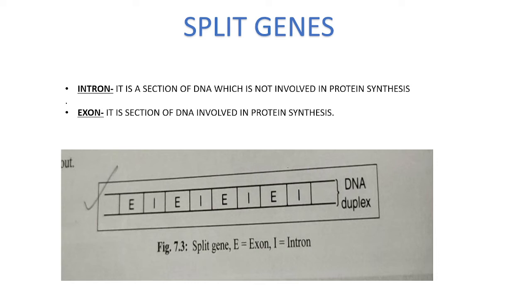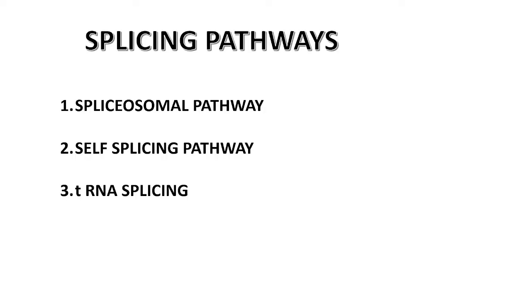By this you must be getting a clear concept about the basic terms, what is intron and exon. Now we are going to move to the deeper part of it, that is how this machinery is performed, how the splicing pathway is performed. Okay, let's move to the next part. Before discussing each one in detail, let me make you understand this splicing pathway mainly occurs in three parts. First is spliceosomal pathway, second is self-splicing pathway, and third is tRNA splicing pathway.